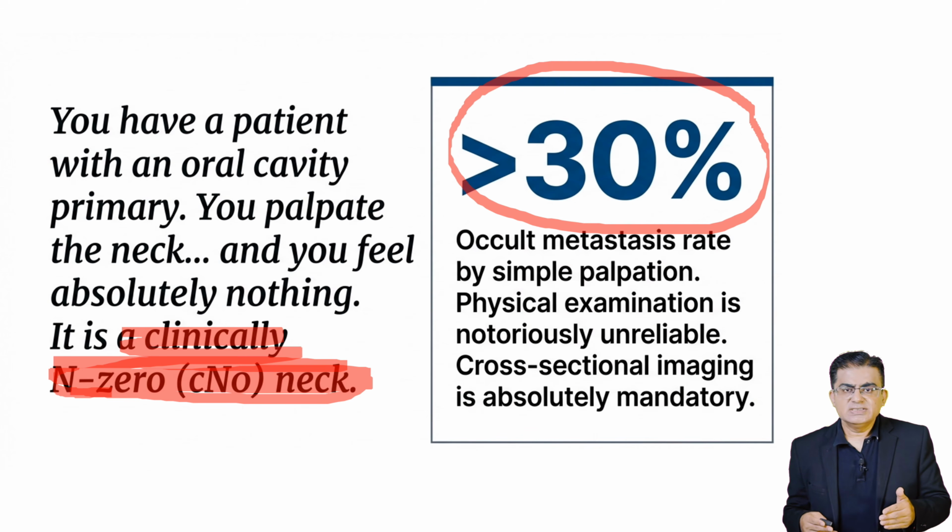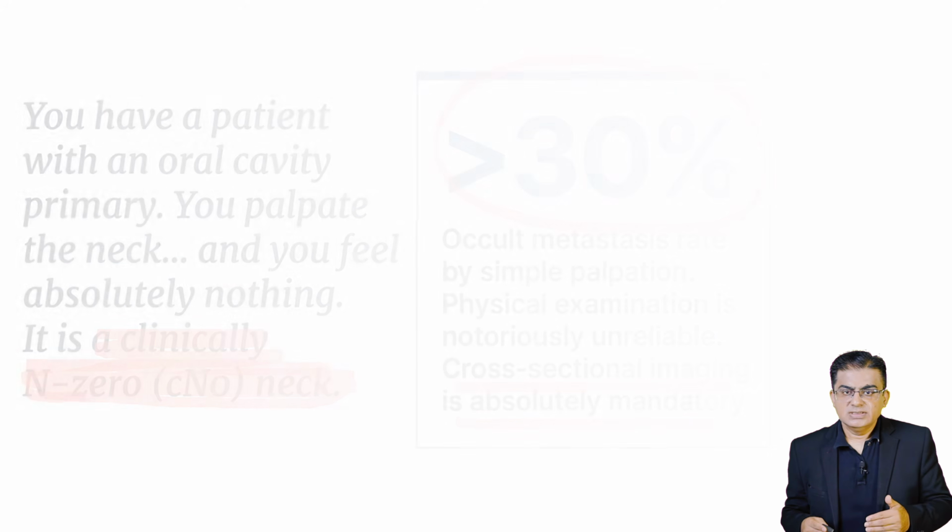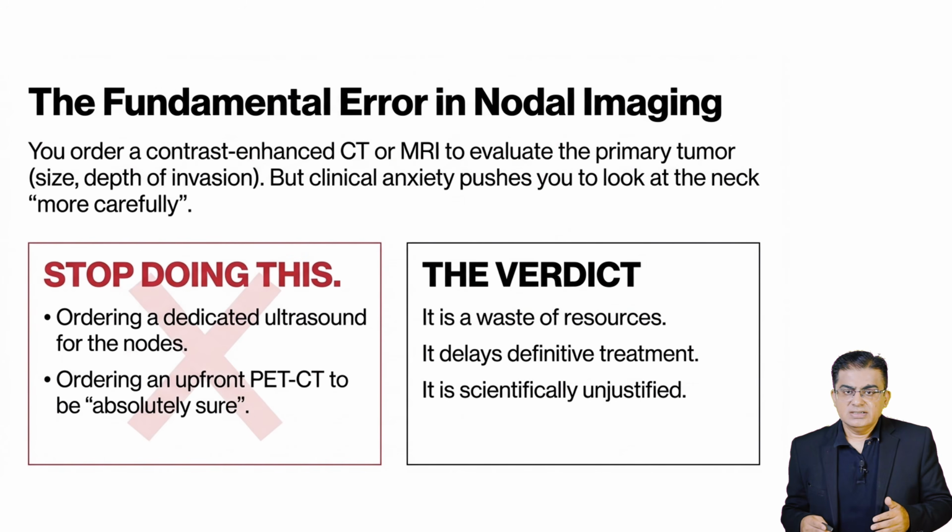Because physical examination is so blind, cross-sectional imaging of the neck is absolutely mandatory. That means we have to do imaging to look for occult nodes. And this is exactly where I see residents making a fundamental everyday error. You rightly order a contrast-enhanced CT or an MRI to evaluate the primary tumor, to check the size, depth of invasion, bone involvement, nerve involvement.